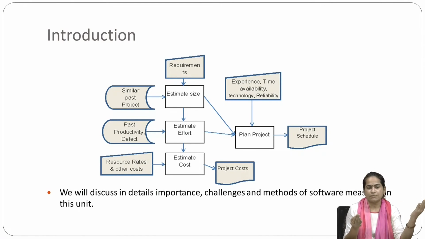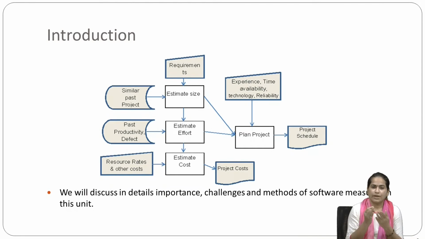To decide the size, we have considered similar past projects also. Based on that we have estimated the efforts. For estimating the efforts, we considered previous product defects, and based on that we made the estimation of cost. For estimating the cost, we have also taken the resource rates and other costs which were included with the estimation of the whole project.